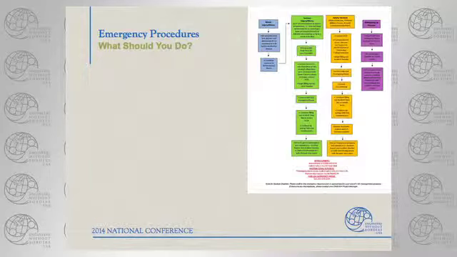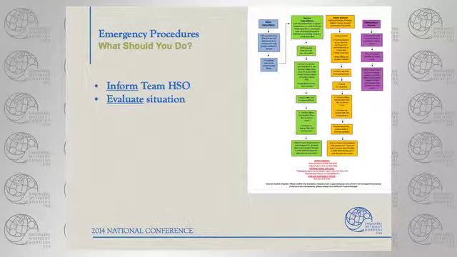So emergency procedures: something goes wrong, what do you do? Inform your team health and safety officer right away. We want to make sure that the person who is responsible for health and safety out there is aware of what's going on. You want to evaluate the situation. Did this person break their leg? Is this just a scratch? Is there a spill somewhere? Those are the types of things you have to evaluate.